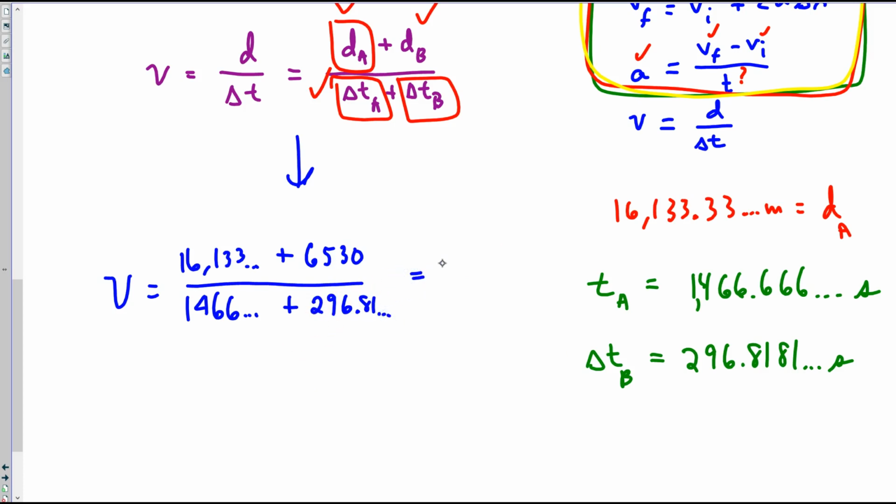And when I plug all this in, I think it's 12.8 is my recollection. And if you look at your sig figs, it rounds to 13.